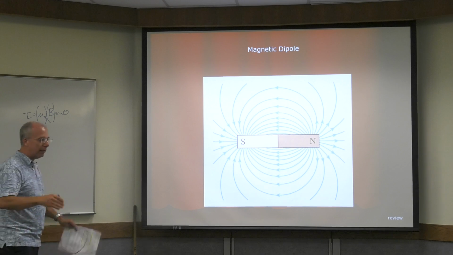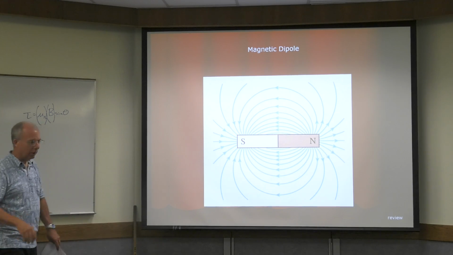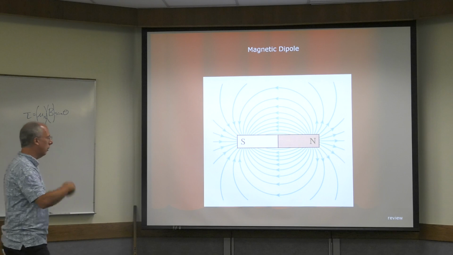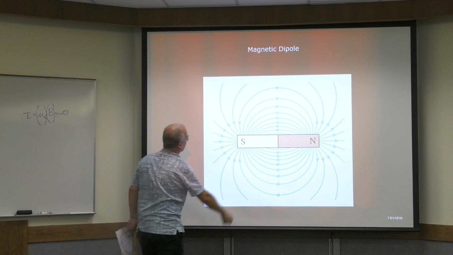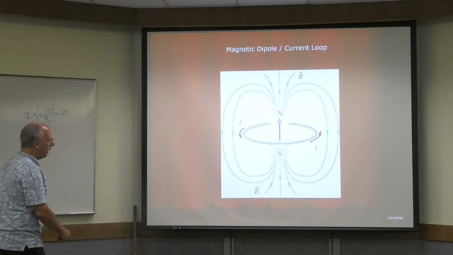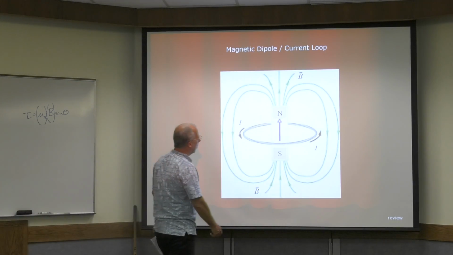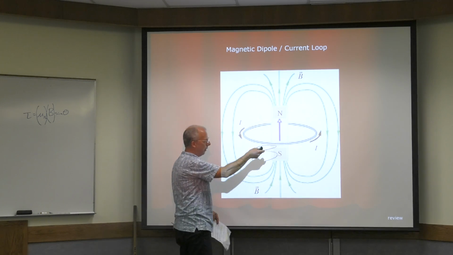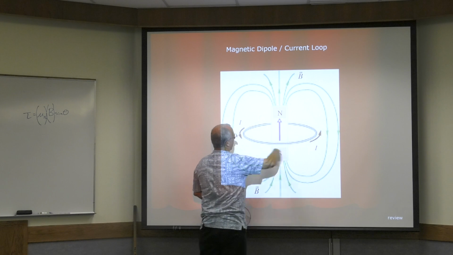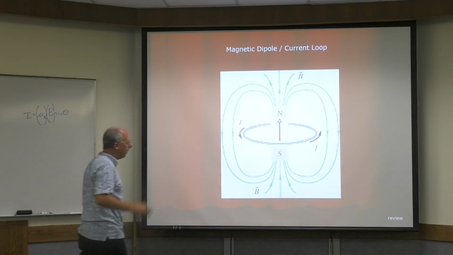There's no such thing as a magnetic monopole. There's not a north or just a south. It's a dipole. The field lines go away from the north into the south. You can create a bar magnet or a magnetic dipole, like I said a minute ago, with a circular piece of wire with a current. Just use your right-hand rule. You can see it's exactly the same.